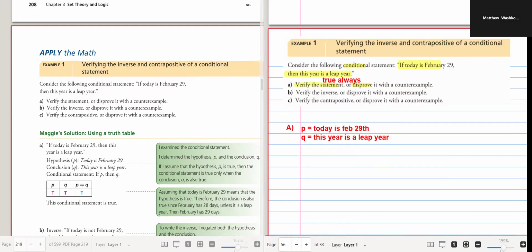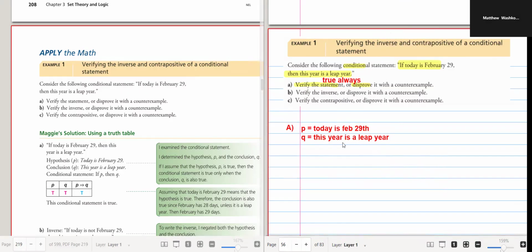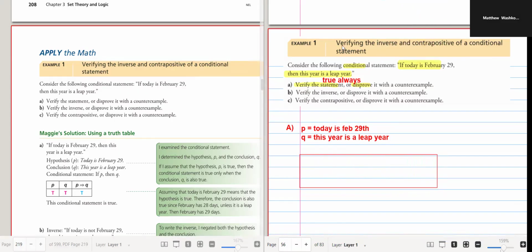There we go. Good enough. So we'll say this is our P, this is our Q, and this is whether or not it's true that P does lead to Q.